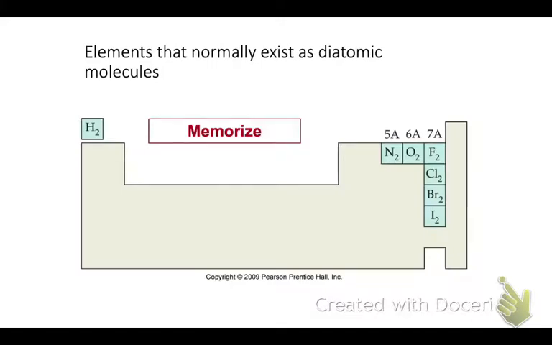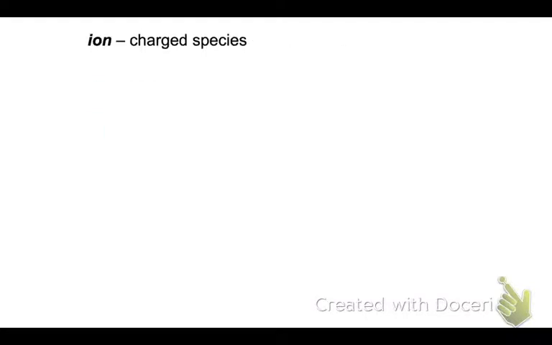Here are the elements that normally exist as diatomic molecules naturally. Hydrogen gas does exist as H2. Nitrogen gas, oxygen gas, fluorine, chlorine, bromine, and iodine all exist naturally and normally as diatomic molecules. Now, pay attention, you do have to memorize these. Other molecules that exist as polyatomic, not diatomic anymore, are phosphorus, P4, and sulfur, S8.